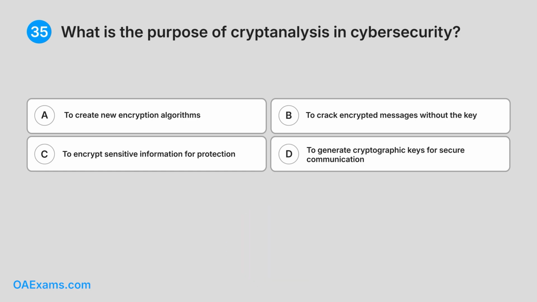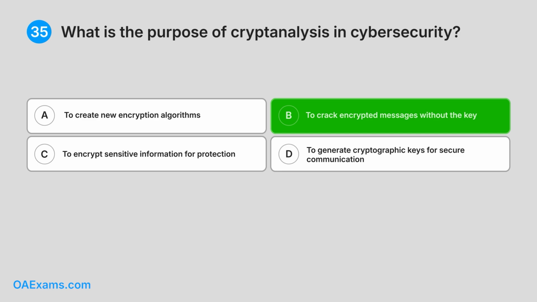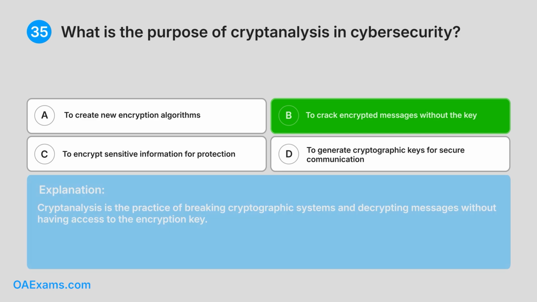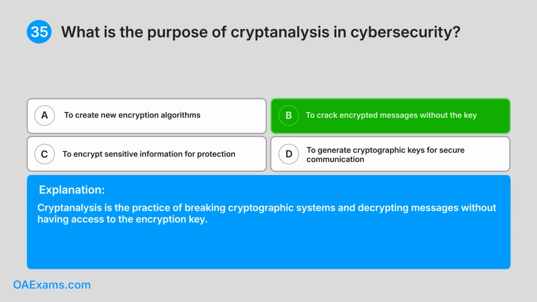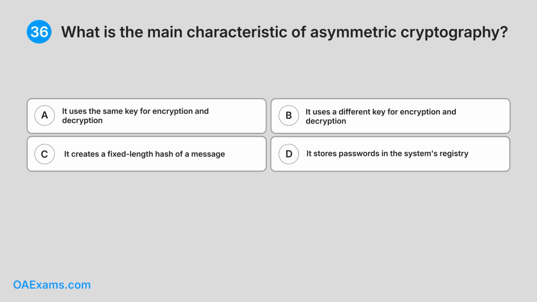Correct answer: B. To crack encrypted messages without the key. Explanation: Cryptanalysis is the practice of breaking cryptographic systems and decrypting messages without having access to the encryption key. 36. What is the main characteristic of asymmetric cryptography?